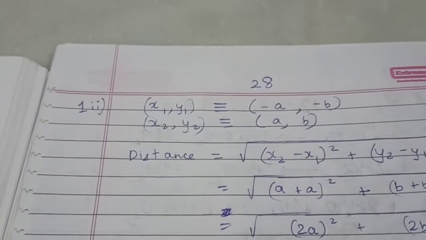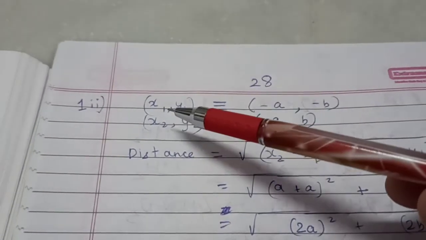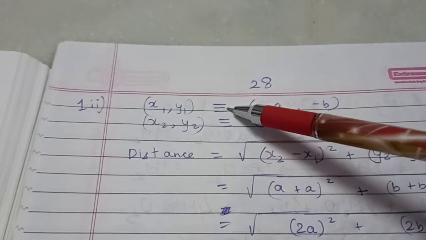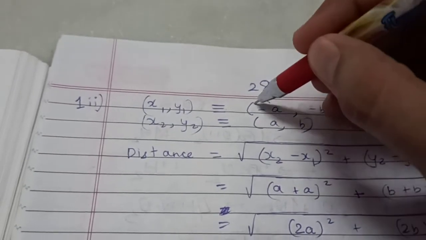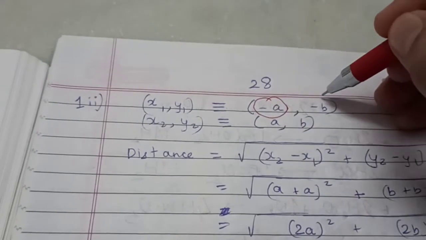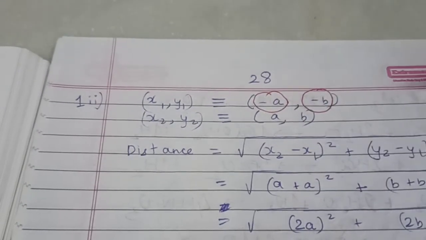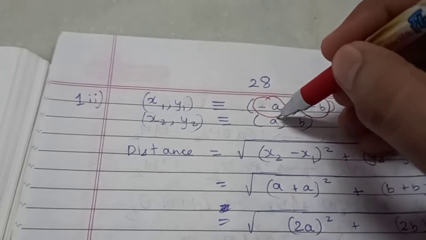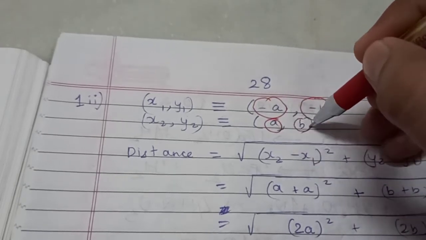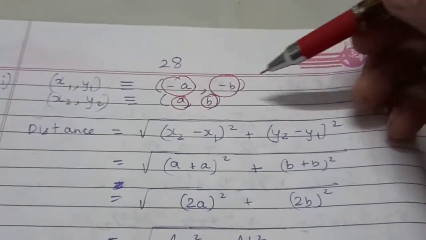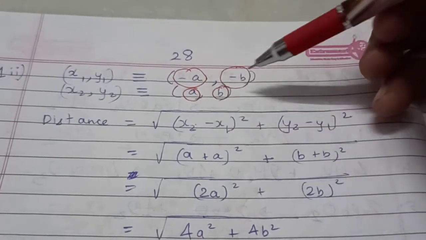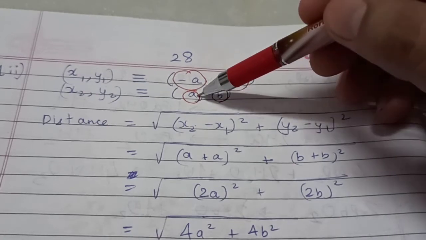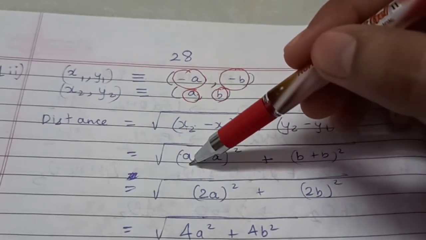So since this is the first sum, I'm going to use a little longer method. First I will say that let x1 comma y1 be equivalent to minus a and minus b. That means this is x1 and this is y1. Similarly, I'm assuming this as x2 and this as y2. Now this is the distance formula. Substitute x2. What was x2 by the way? It was a, isn't it? So substitute it as a.